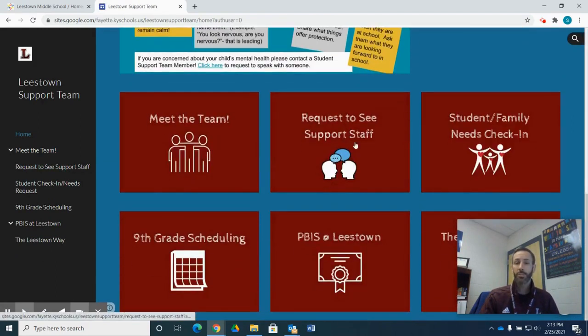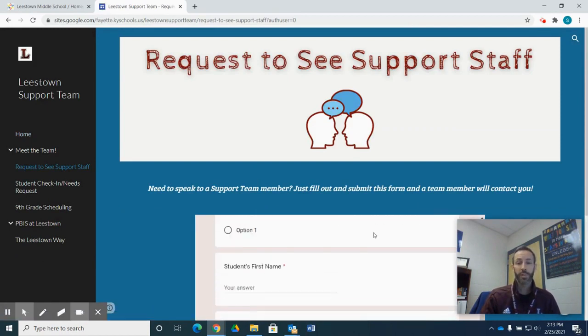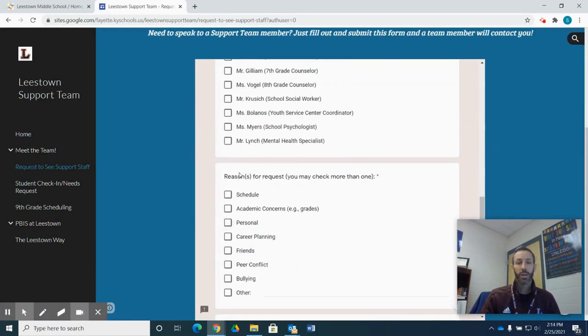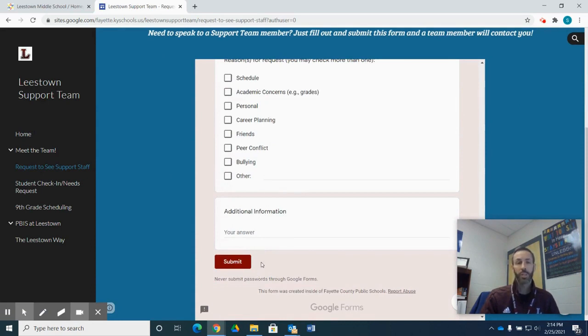If a student needs to talk to somebody, whether at home or during the day, they can click on Request to See Support Staff and fill out this simple, easy form and submit it. And that lets us know, hey, we need to check on this student.